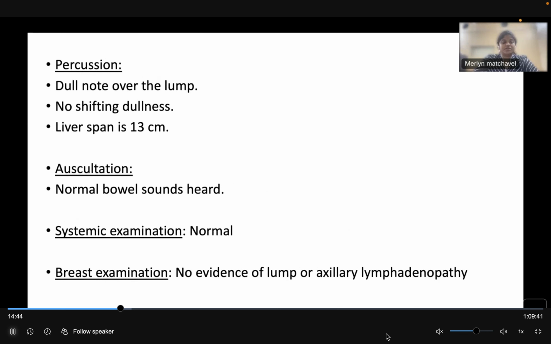On percussion, there's a dull note over the lump. There is no evidence of shifting dullness. The liver span is 13. On auscultation, normal bowel sounds are heard. Systemic examination was normal. On breast examination, there was no evidence of any lump or axillary lymphadenopathy.